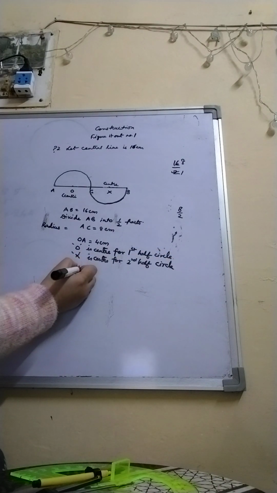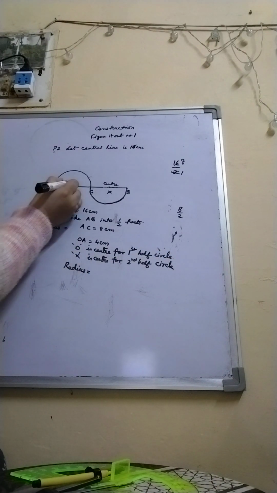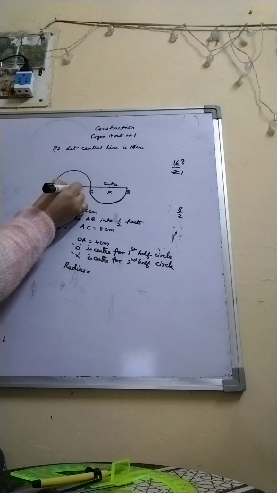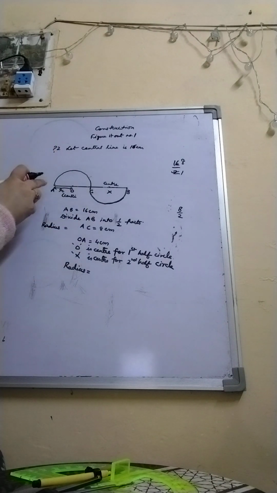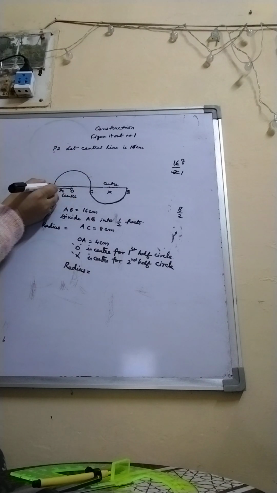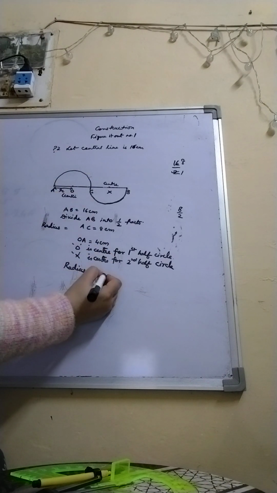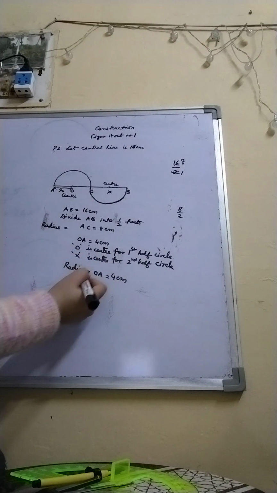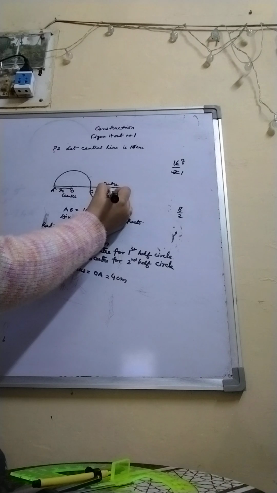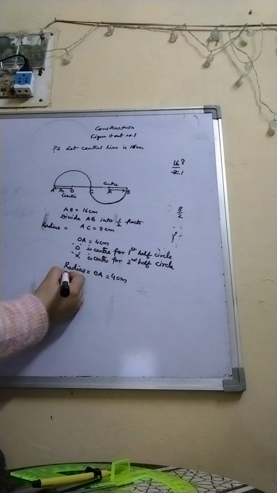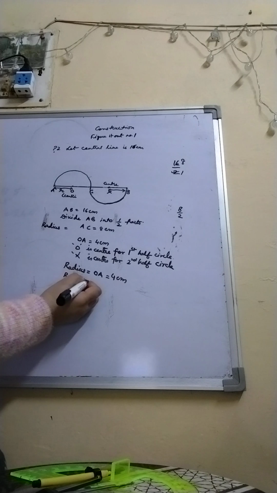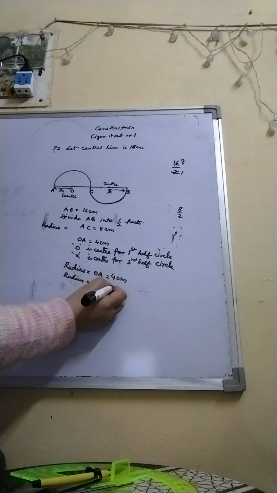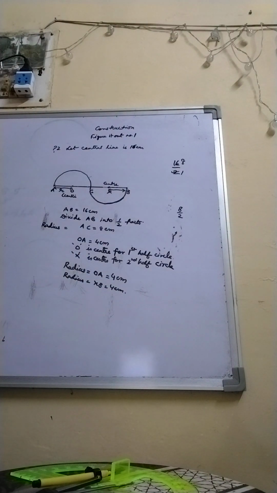Radius is equal to the distance from the center to any point on the circle. So you can take OA. Radius is equal to OA is equal to 4 centimeter in this case, and here the radius would be equal to XB. So radius is equal to XB is equal to 4 centimeter. This is how you will complete the wave.